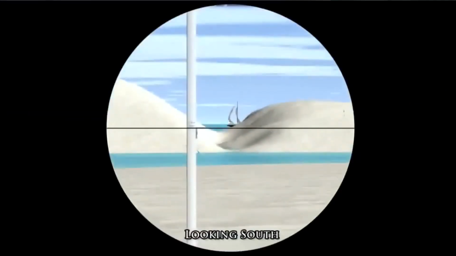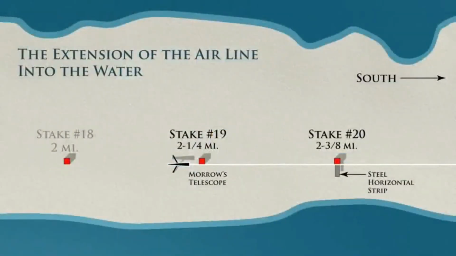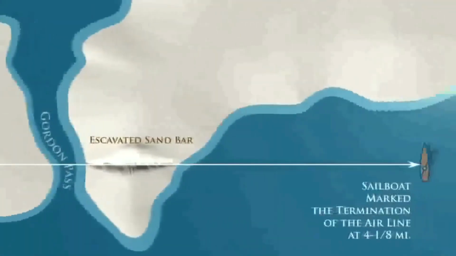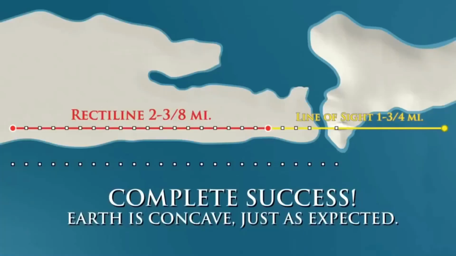The remaining line-of-sight phase of the survey proved to show a fairly expected amount of descent as the airline passed through the excavated sandbar after Gordon passed to finally hit the water's surface. Morrow placed a steel horizontal strip at the height of the last recorded measurement protruding from stake 20 at the 2 3/8 mile mark, then moved back his telescope to stake 19, 1/8 of a mile away, where the heights of both markers were aligned to point through the excavated sandbar and wait for the bottom of the hull of the sailboat to line up. Through signaling, it was determined, and the crew on the boat calculated a 4 1/8 mile distance from the stationary tide register. The survey was complete and deemed a complete success.